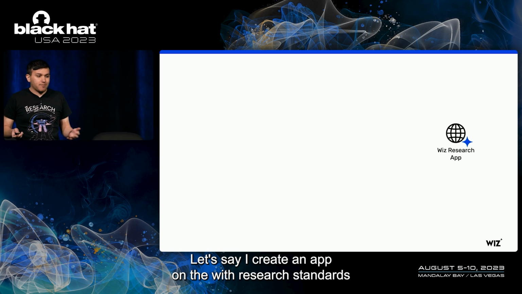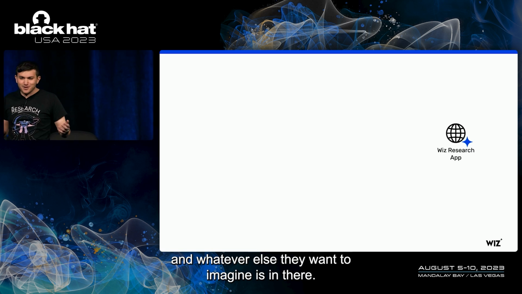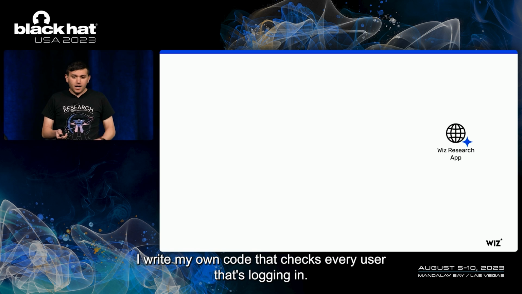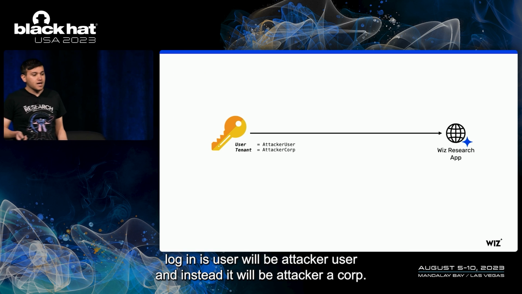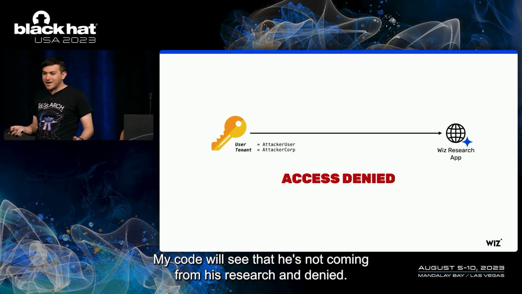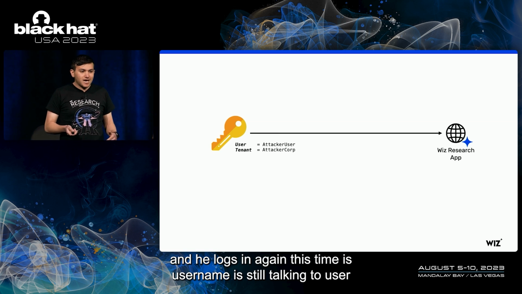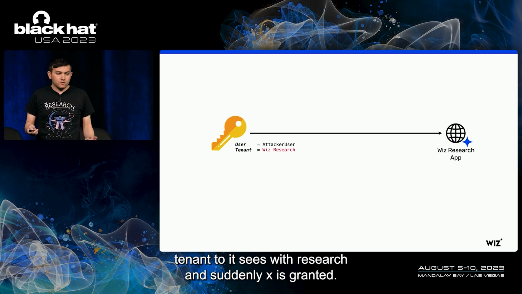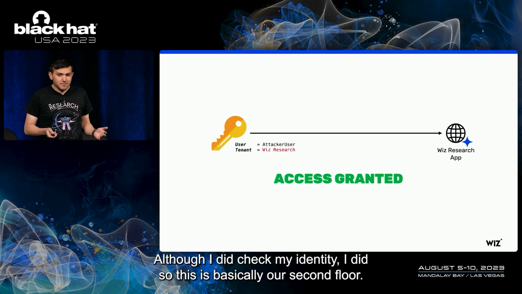Let's say I create an app on the Wiz Research tenant, and this app is really secret. It contains all of my 0 days and my banking information and whatever else you want to imagine is in there. So I really want to protect this. I write my own code that checks every user that's logging in: what tenant is he coming from? And only the Wiz Research tenant will be able to log in. Now when an attacker finds this app and tries to log in, his user will be attacker user and his tenant will be attacker corp. My code will see that he's not coming from Wiz Research, and access denied. But the same attacker finds out about this trick that I showed you a second ago, and he logs in again. This time, his username is still attacker user, but his tenant will say Wiz Research. My code will check his tenant ID, see Wiz Research, and suddenly, access granted. That attacker has access to all of my secret information, although I did check my tenant ID.